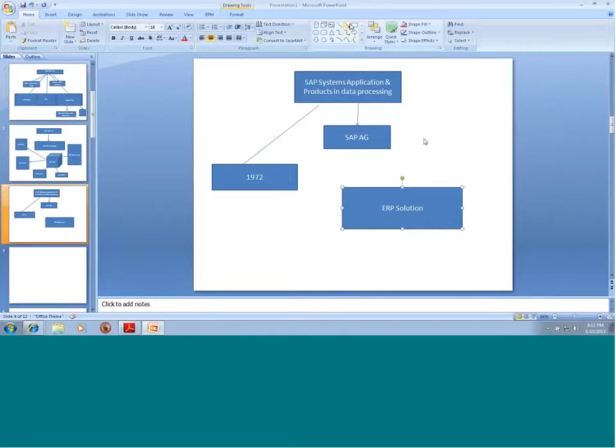Can anybody try and give me an explanation of what an ERP system is? We'll try and keep this interactive so that we get ideas from all the candidates. Does anybody want to give a shot as to what an ERP solution is?